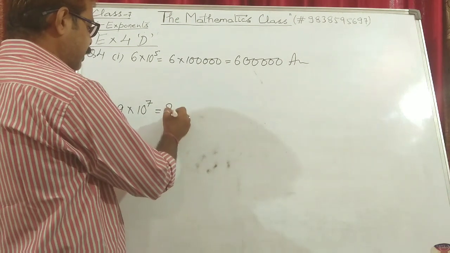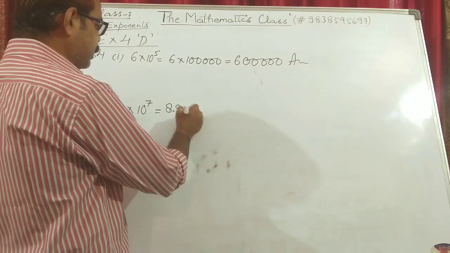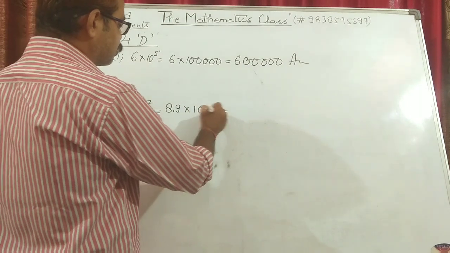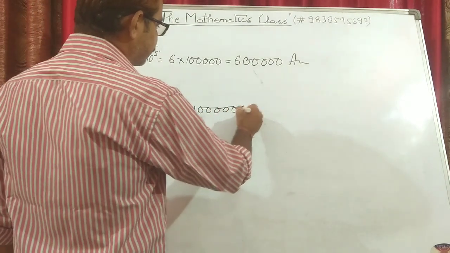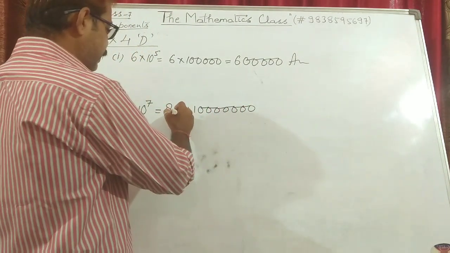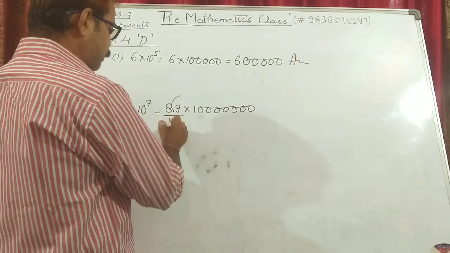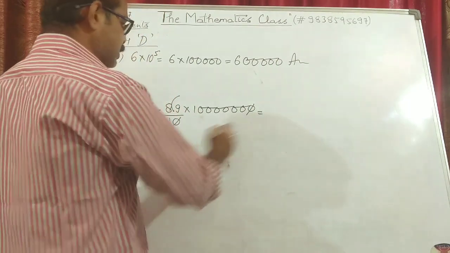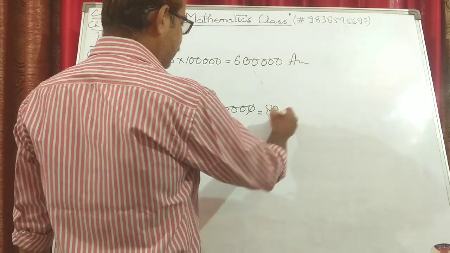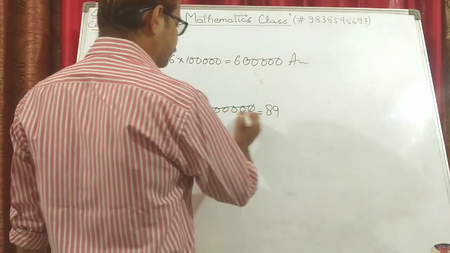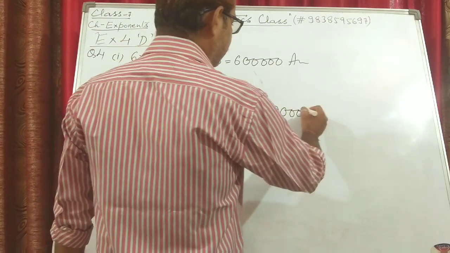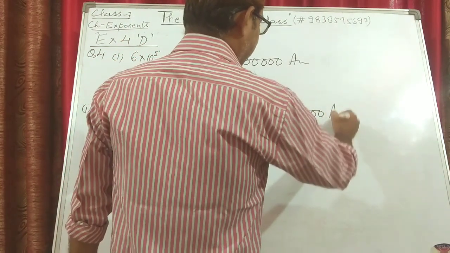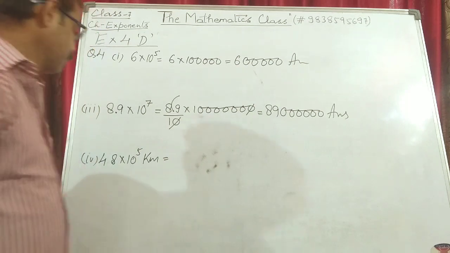So what you will do, 8.9 into 1, 2, 3, 4, 5, 6, 7 zeros. And when you remove the decimal, you will divide it by 10. This 0 and this 0 will cancel. So what is left? 8, 9, 1, 2, 3, 4, 5, 6. That is the final value.